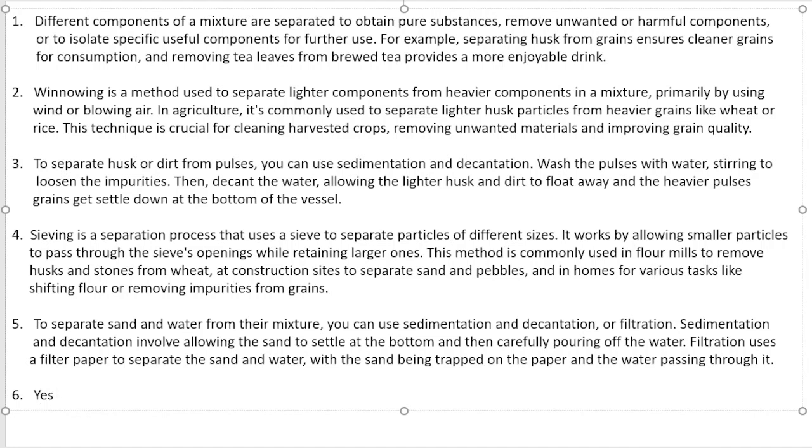Yes, it is possible to separate sugar from wheat flour.